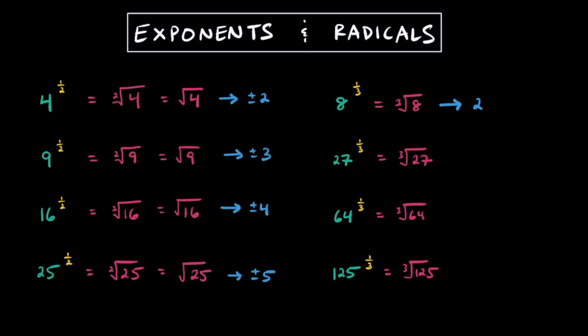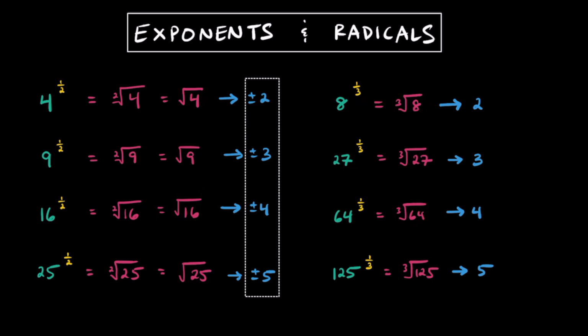If you think it could be negative 2, multiplying negative 2 times negative 2 times negative 2, we'll get a negative 8. So you can see that's not going to work when we have an odd number in the denominator. For the cube root of 27, we're just going to have positive 3. For the cube root of 64, we're just going to have positive 4. And the cube root of 125 is just positive 5.